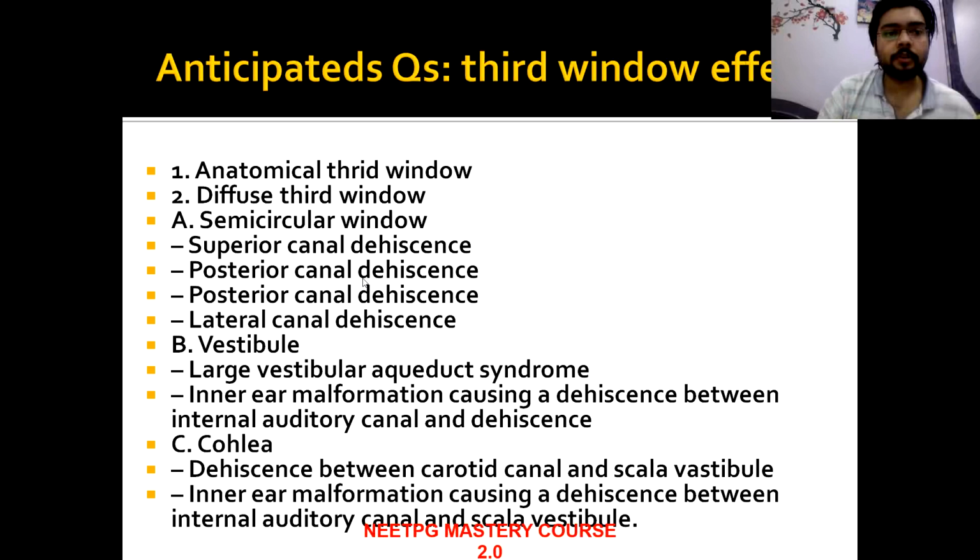So you should know these causes. They can be a semicircular canal window in any of the superior, posterior or lateral canals. It can be in the vestibule, like large vestibular aqueduct syndrome, or an inner ear malformation causing dehiscence between the internal auditory canal and the cochlea. In the cochlea, that is dehiscence between the carotid canal and the scala vestibuli, some inner ear malformations, and anatomical third window. So any third window anywhere else, a congenital anomaly, can be seen.